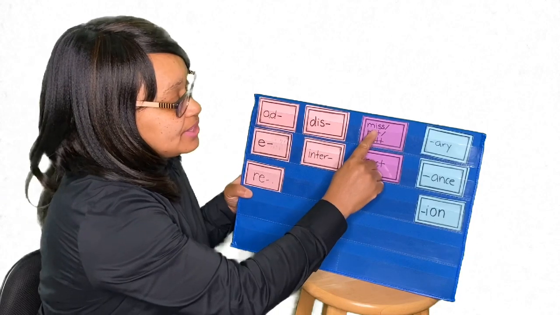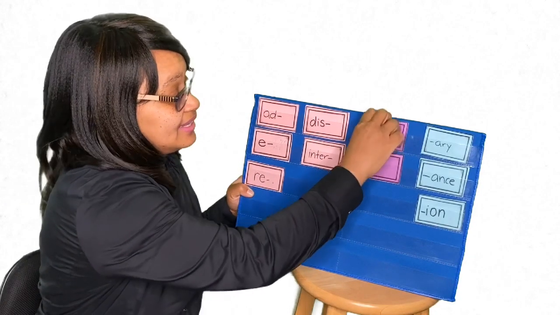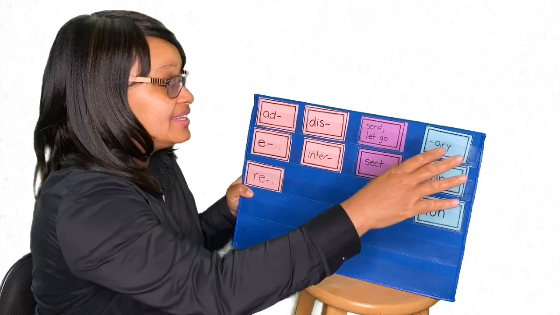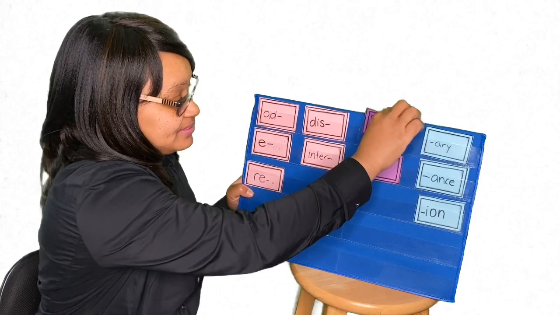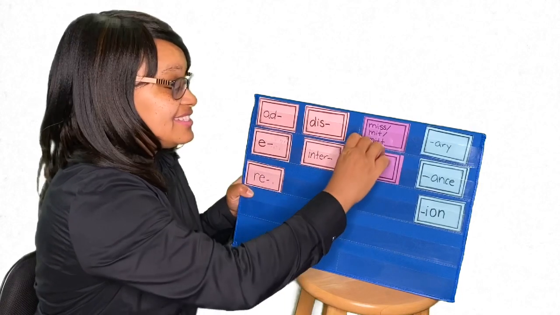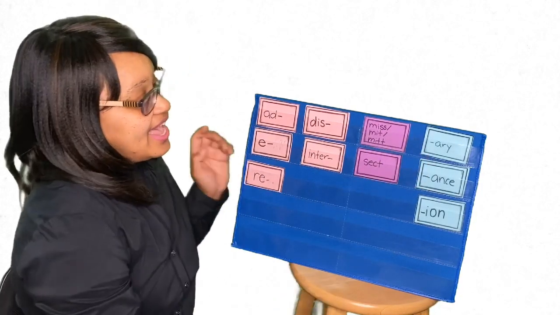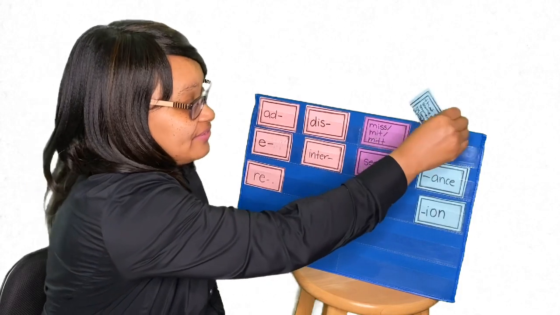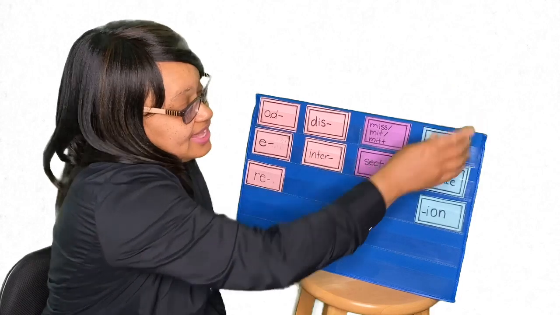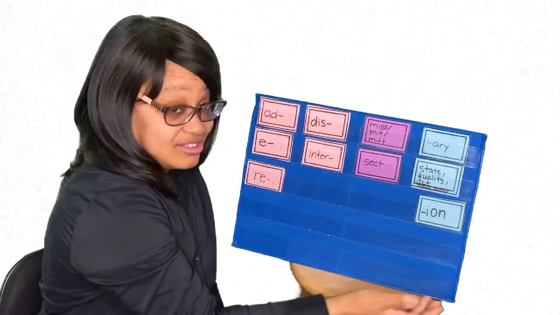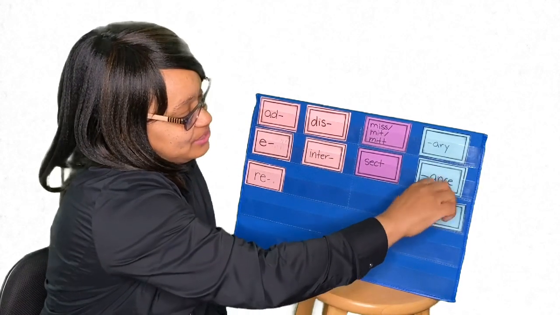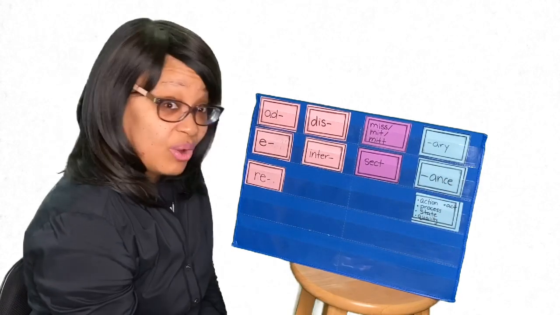Now we have our roots miss or mit, which means send or let go. And sect, which means to cut. And then we have our suffixes ary, which is that which, someone, or something that belongs to. Ant, which is a state, quality, or act. And then ion, which is action, process, state, quality, or act.